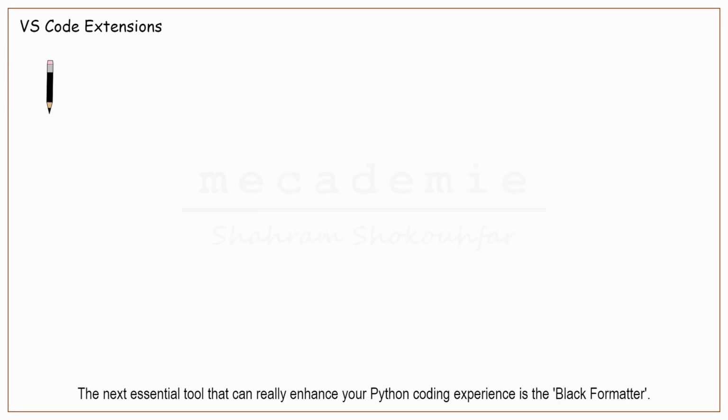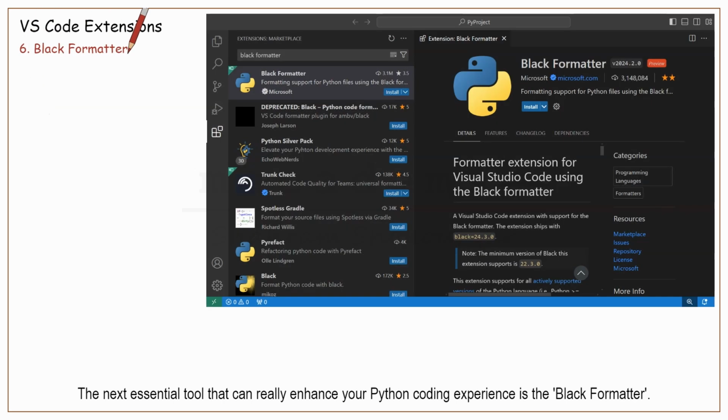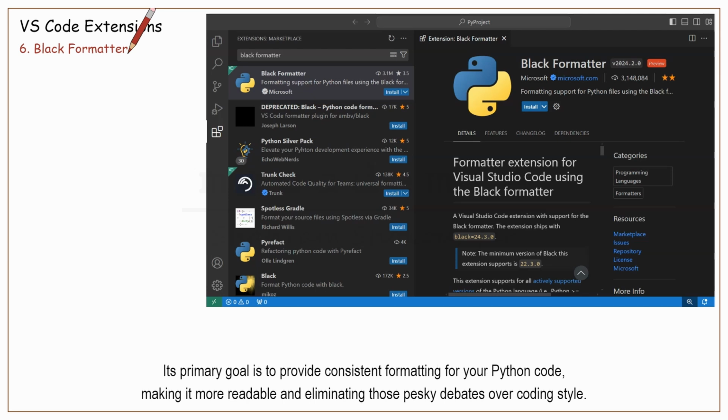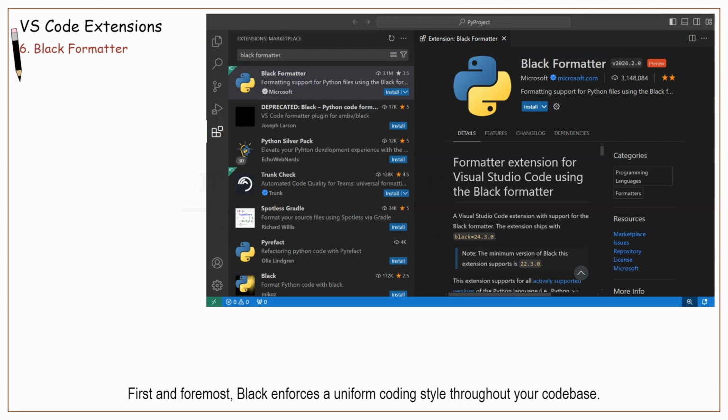The next essential tool that can really enhance your Python coding experience is the Black Formatter. Now, you might be wondering, what makes Black so special? Well, Black is known as the uncompromising code formatter. Its primary goal is to provide consistent formatting for your Python code, making it more readable and eliminating those pesky debates over coding style. First and foremost, Black enforces a uniform coding style throughout your code base.